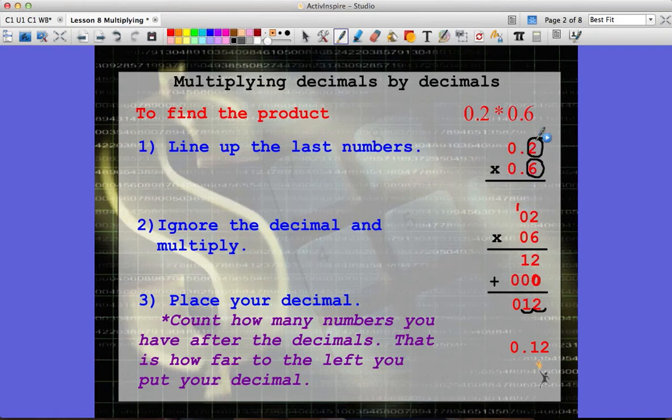Now that doesn't mean I only move it once. I move it once for each number on top and 1 for each number on bottom. So I move it once for the 2 and once for the 6, and we get 0 and 12 hundredths. Now, if you're looking at this and thinking, but how did my number get smaller? Which you are correct, your number actually did get smaller because 12 hundredths is smaller than 6 tenths and 2 tenths.